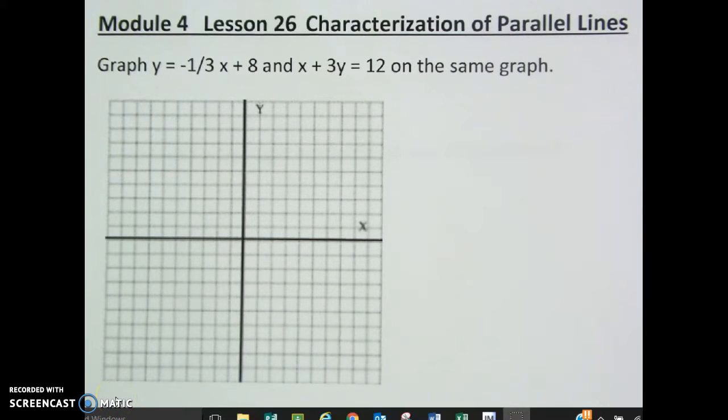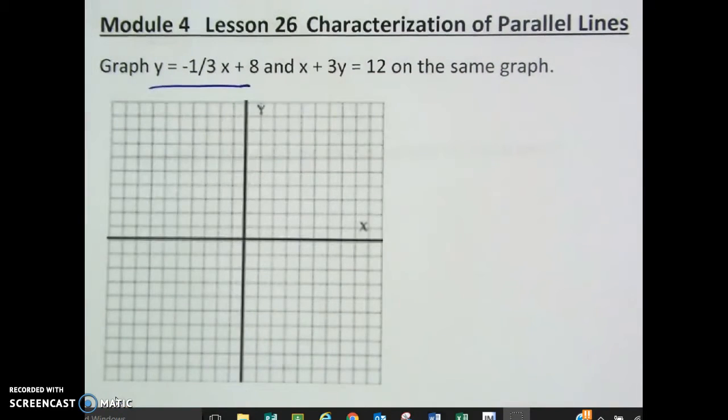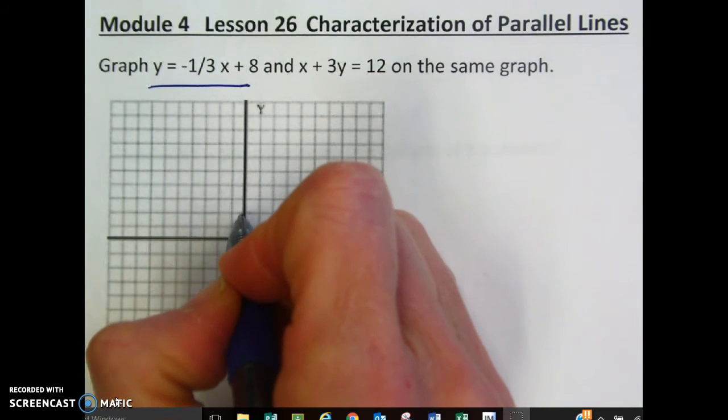Module 4, Lesson 26 is on characterization of parallel lines. We're going to graph the first line. If you recall, when we have an equation solved for y already, the y-intercept and the slope are given to you in the equation. So in this case, our y-intercept is 8.